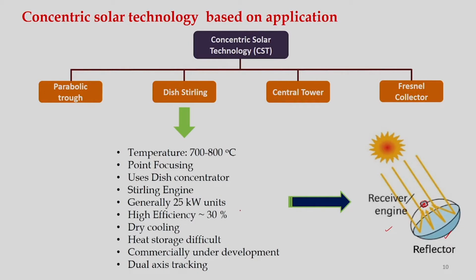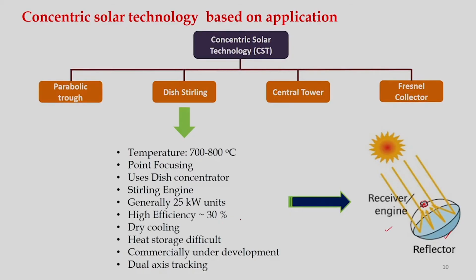and it provides an output of about 25 kilowatt per unit. Okay. Single unit can be designed for generation of 25 kilowatt, and its efficiency is quite high. It's about 30%, and dry cooling arrangement is there in the receiver system, and heat storage is difficult because this is a very single point. Okay.